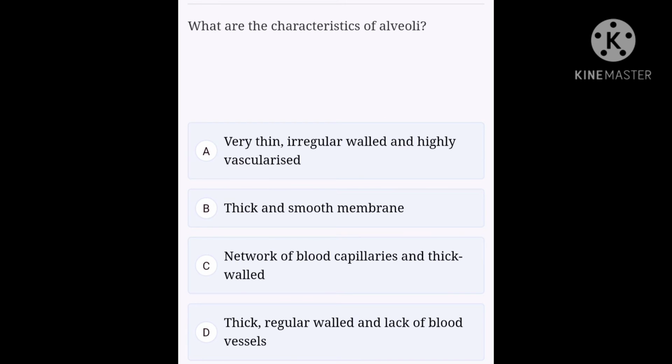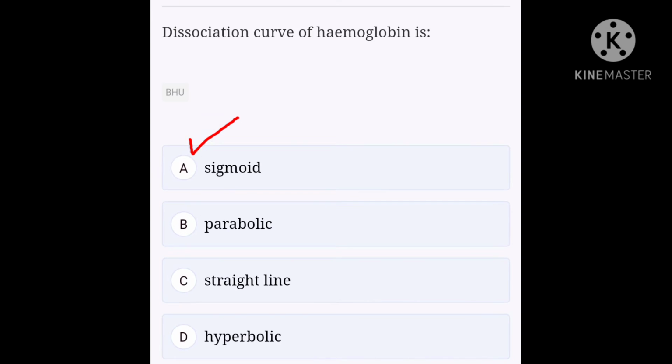And next question. What are the characteristics of alveoli? Option A, very thin, irregular walled and highly vascularized. Option B, thick and smooth membrane. Option C, network of blood capillaries and thick walled. Option D, thick, regular walled and lack of blood vessels. So the right option for this question is A, very thin, irregular walled and highly vascularized. Okay, let's see our next question.